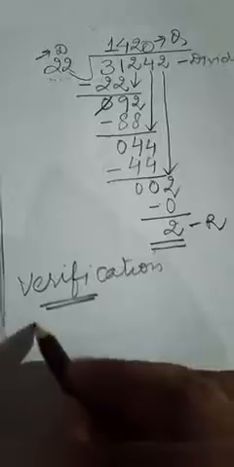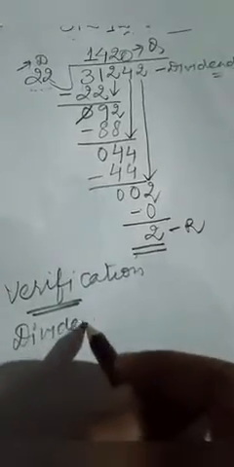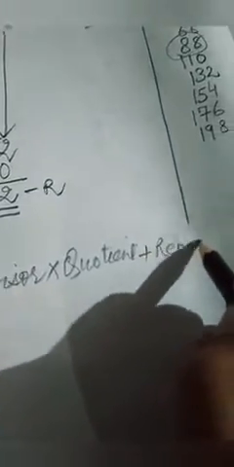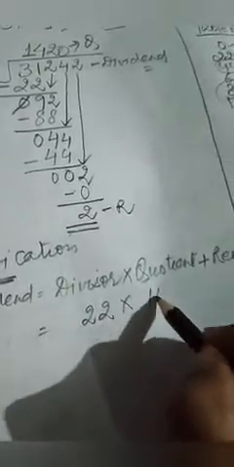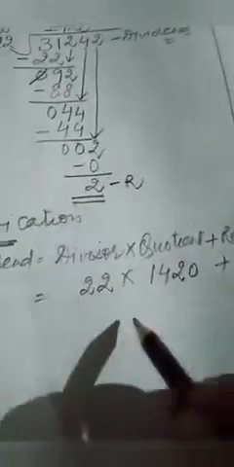Now again we will check that our sum is correct or not. How we can verify? What is the formula? Hope now you have learned this formula, that is dividend is equal to divisor multiply quotient plus remainder. Now here divisor is 22, quotient is 1420, and the remainder is 2. Firstly we will do this calculation.